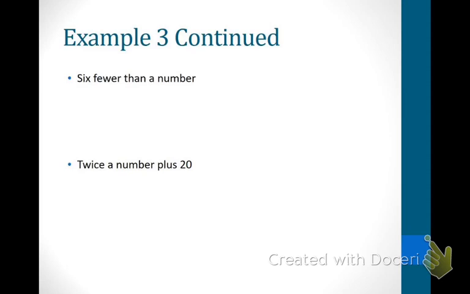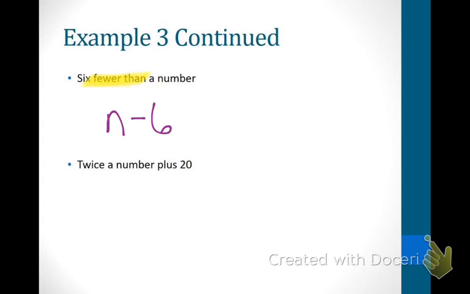Because, again, it's fewer than, so I'm taking it from the number, so it's going to be n minus 6, not 6 minus n. All right, what about twice a number plus 20? 2n plus 20. What do you think, 2n plus 20 or n to the second power plus 20? We saw that a lot in one of the earlier classes. What do you think? Who thinks 2n plus 20? Yeah? What did you write? Have you done it yet?